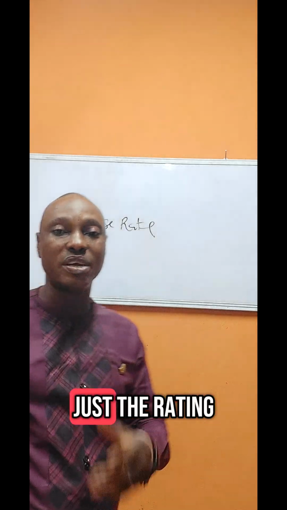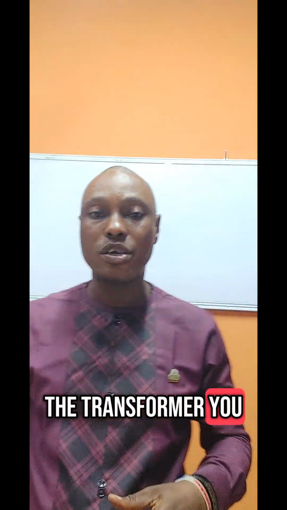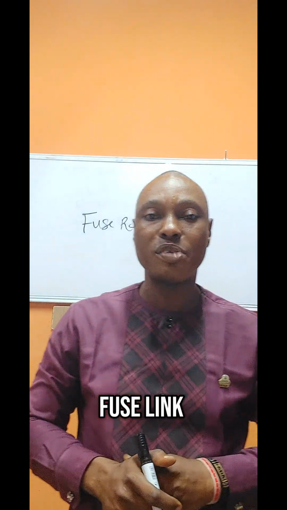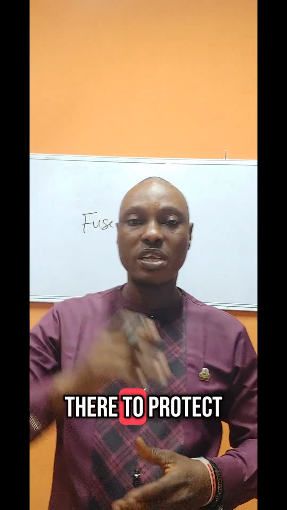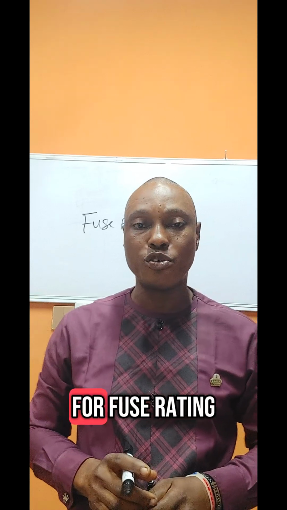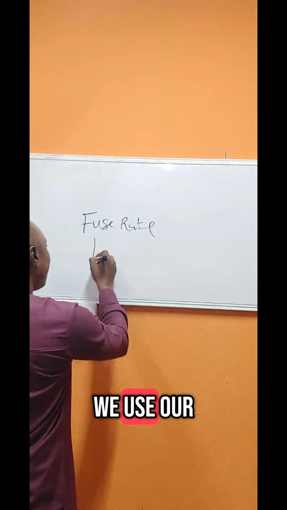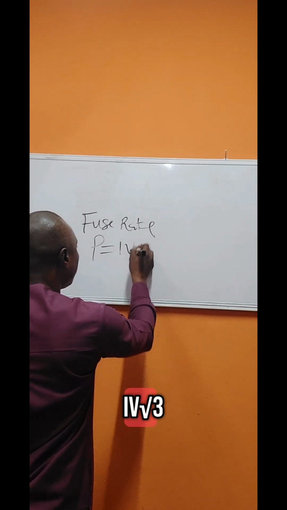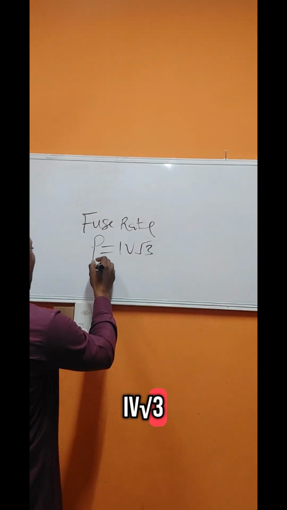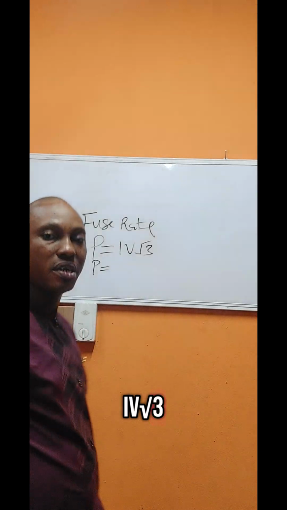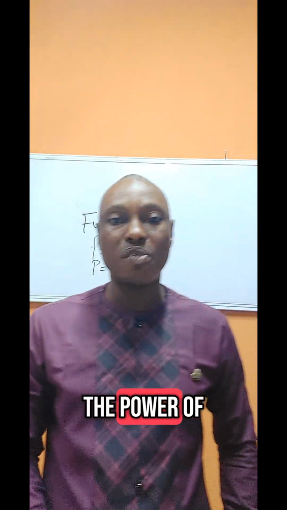Fuse rating is just the rating on the primary side of the transformer. You will see it on the expulsion fuse link. They put it there to protect our transformer. So what formula are we using for fuse rating? We use our normal formula: P is equal to I V root 3, where P is the power of our transformer.